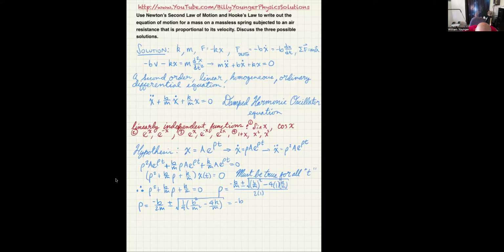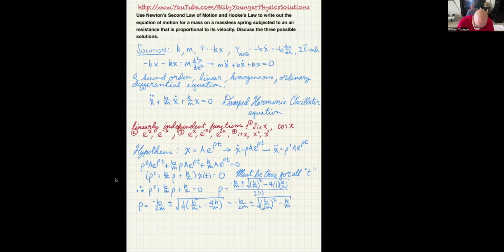And this, of course, is negative b over 2m plus or minus the square root of (b over 2m) quantity squared. Notice that becomes b squared over 4m squared, which is exactly what we'd have if we distribute the 1/4 to the first term. Now I distribute the 1/4 to the second term. You can see that the 1/4 cancels with the 4, and we just get minus k over m. So that is our value of rho that solves it. As I said, it's a second order differential equation, and the most general solution should be a linear combination of two linearly independent solutions. That being said, we have to figure out exactly what those solutions are.